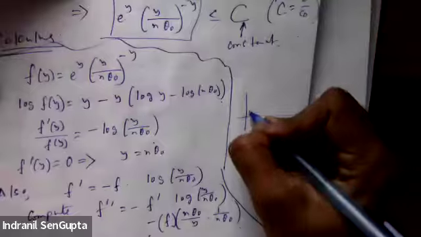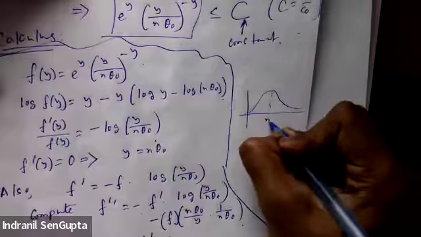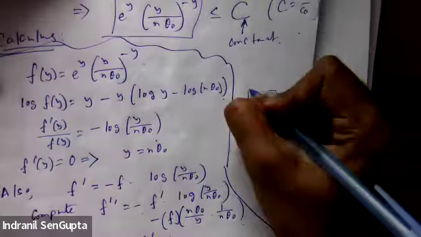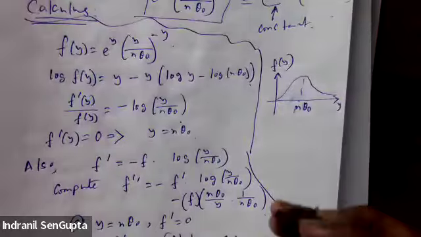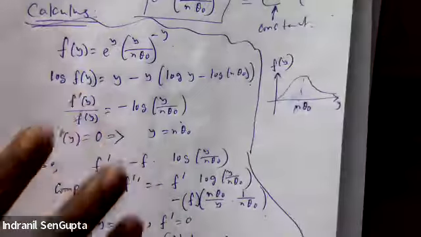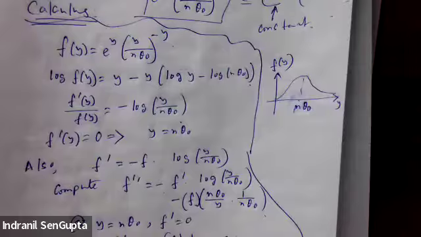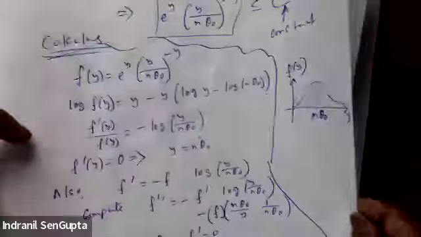I can think of this function as something like this. It's going somewhere at the max, and the max is n theta 0 with respect to y, where this is fy. So I can accordingly build the critical region. The critical region can be obtained as bigger than or less than some particular number. Let's write the next page.